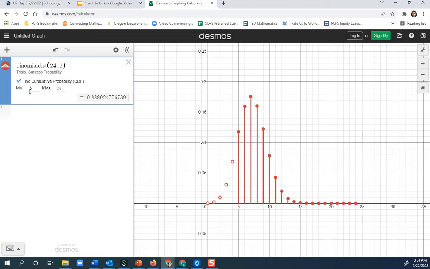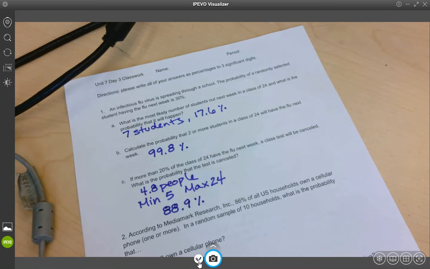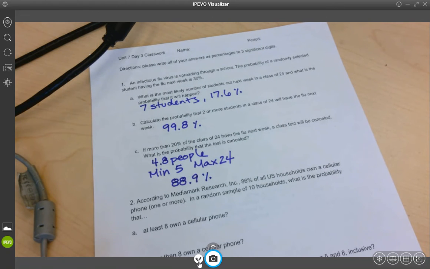It does say to do 3 significant digits, but I didn't even notice that at the beginning, and I was doing 4. Doing too many digits doesn't bother me, but doing too few does. So I would take 88.9, or I would take 88.89%. Okay, questions on that one?